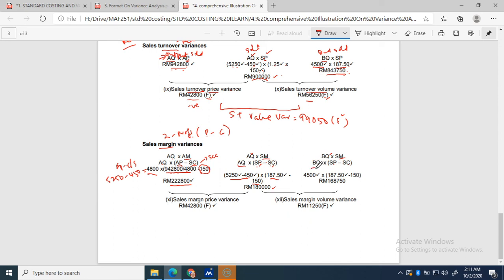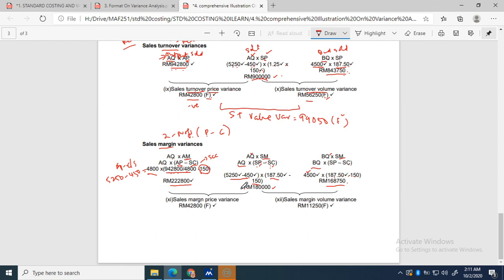The third column is budgeted quantity. The budgeted quantity is from the question, as we said just now, given as 4,500 units of output sold. The standard margin is as we calculated in column 2: 187.5 minus 150. So we get 168,750. Now calculate the variance.